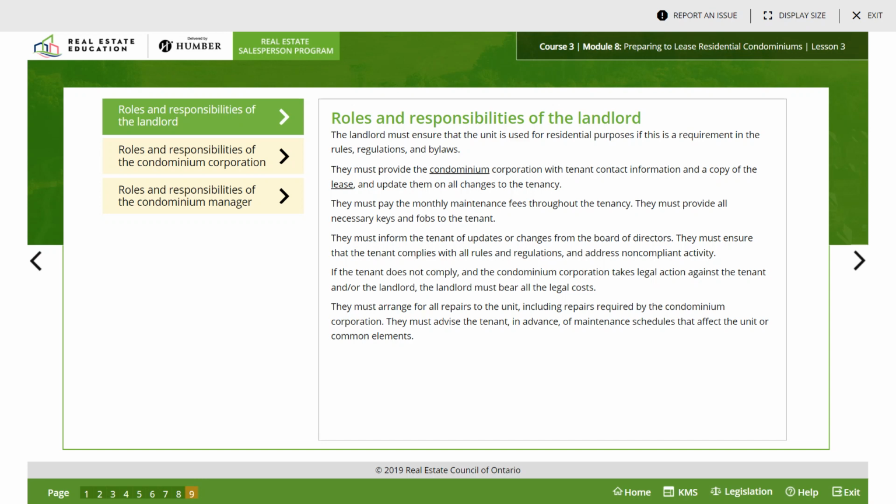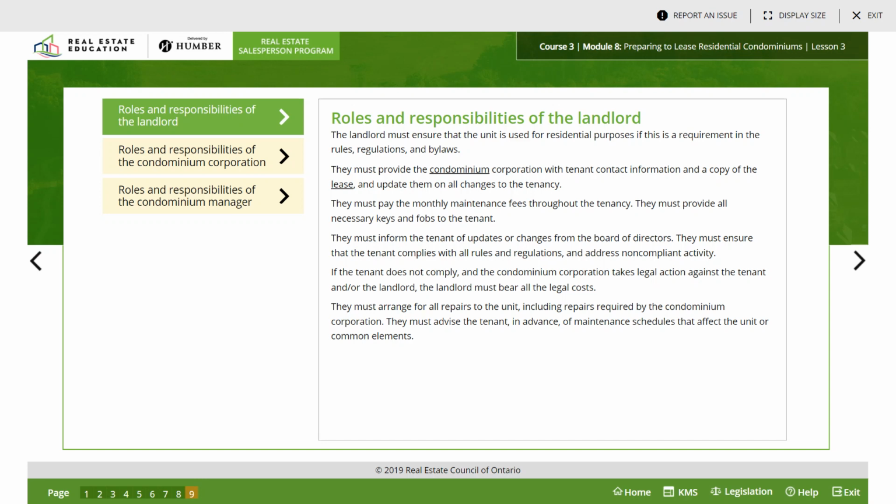So, roles and responsibilities of the landlord. The landlord must ensure the unit is used for residential purposes if this is a requirement in the rules, regulations, and bylaws. They must provide the condominium corporation with tenant contact information and a copy of the lease and update them on all changes to the tenancy.